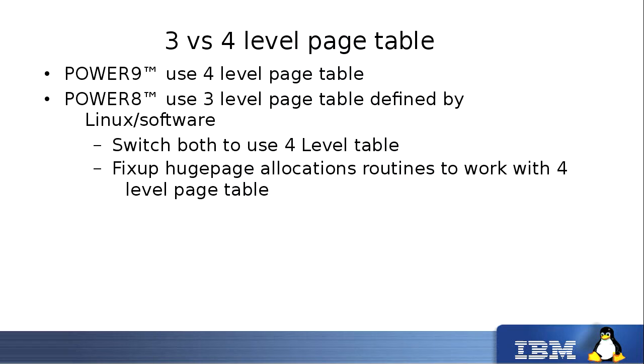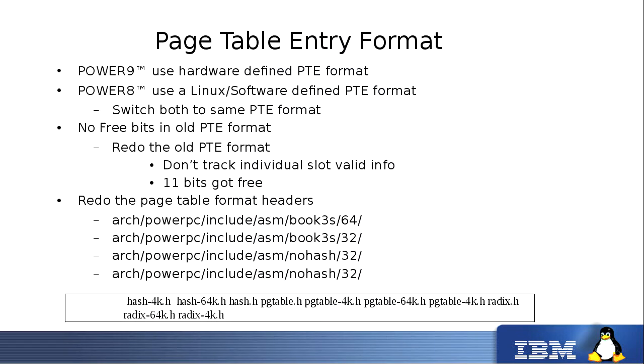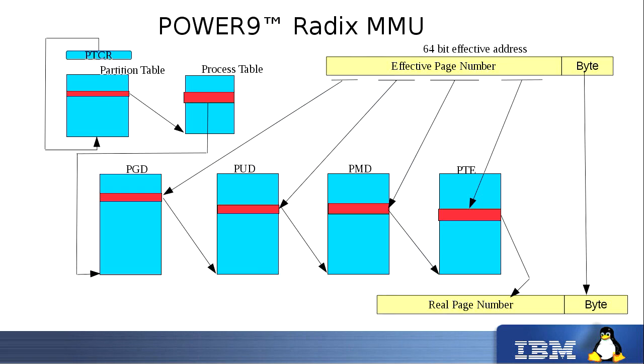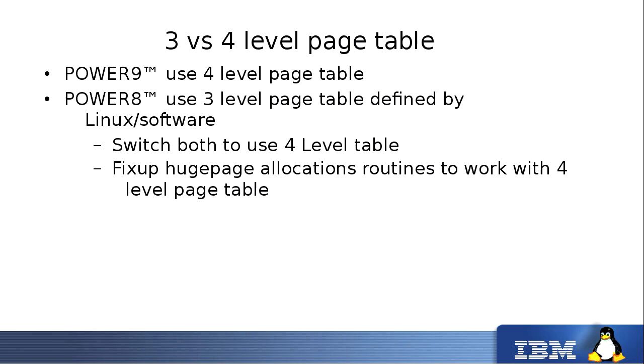The second part is that, as you see in the diagram before, this one uses a 4-level page table, and if you remember what I explained before, Power 8 uses a 3-level page table. So that's not going to work. Switching the level of page table dynamically is extremely complex to do in the fast path. So what we essentially did is switch Power 8 to a 4-level page table. That means we reworked our page table allocation routines, and our huge page table allocation routines and things like that.